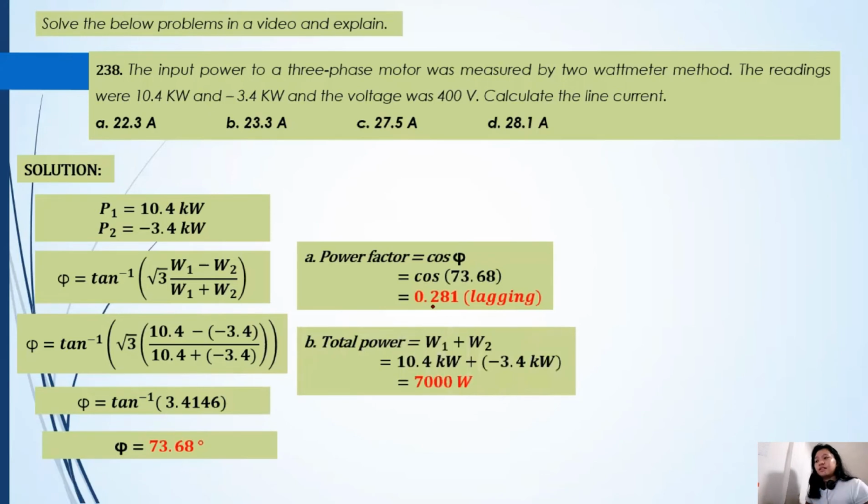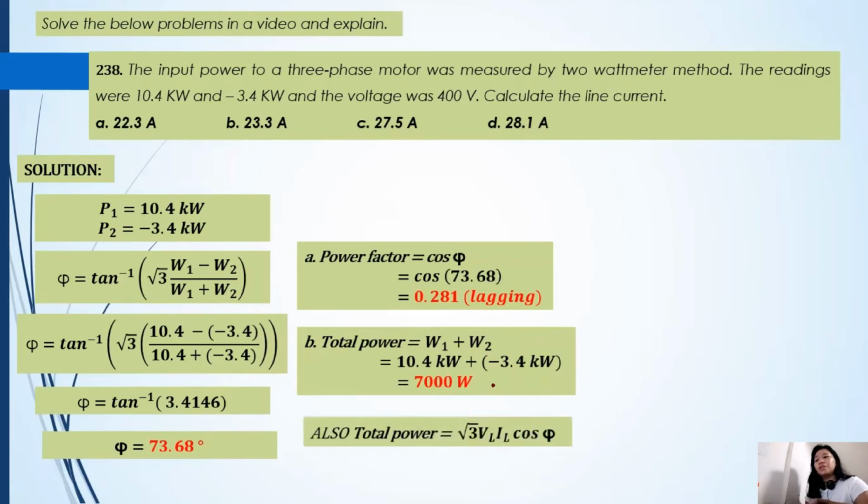So next is the total power. To solve for the total power, we will just add the two powers. So W1 plus W2, 10.4 kilowatts plus negative 3.4 kilowatts. So we have here 7,000 watts. We will just be using the unit watts. So it is 7,000 watts or 7 kilowatts.